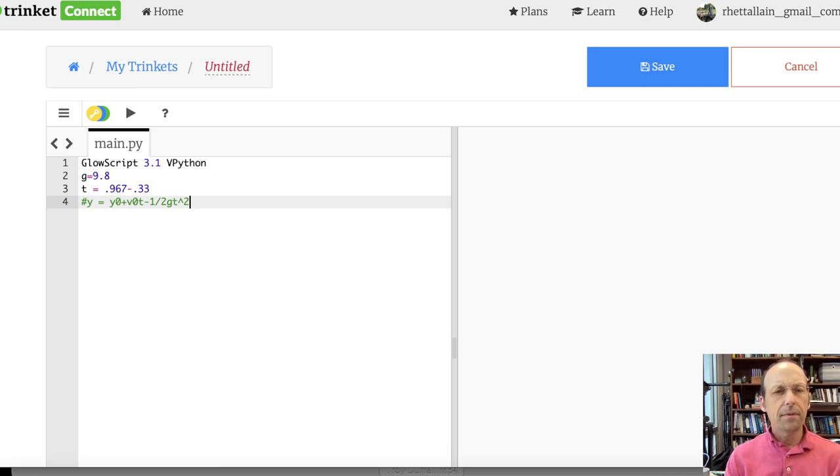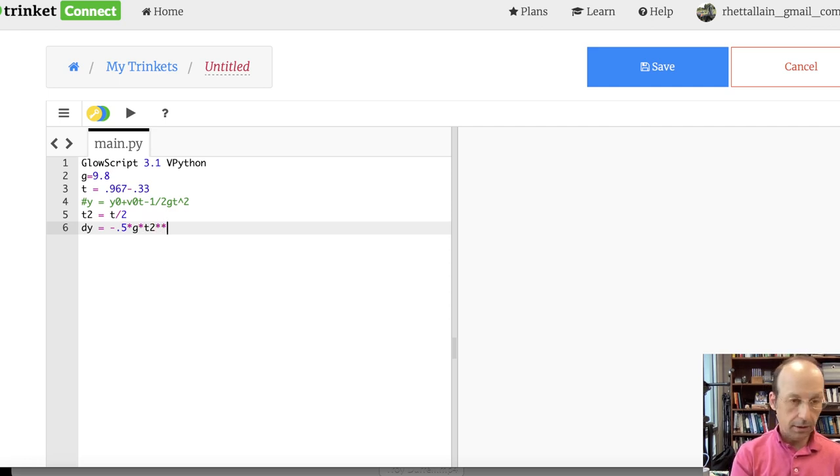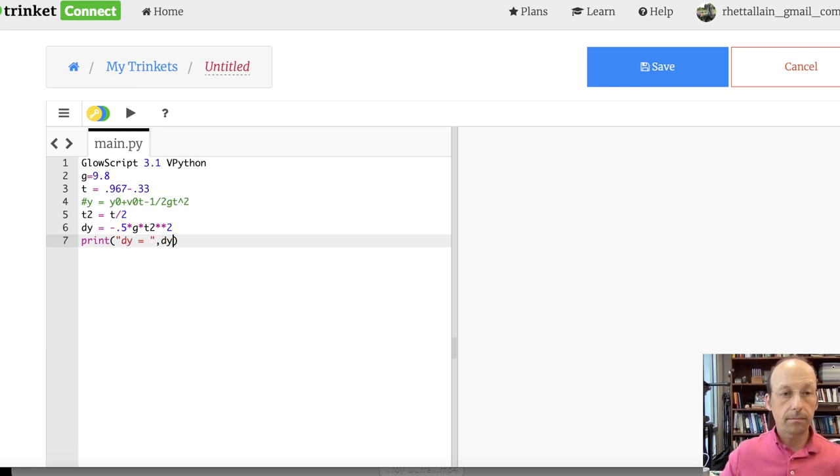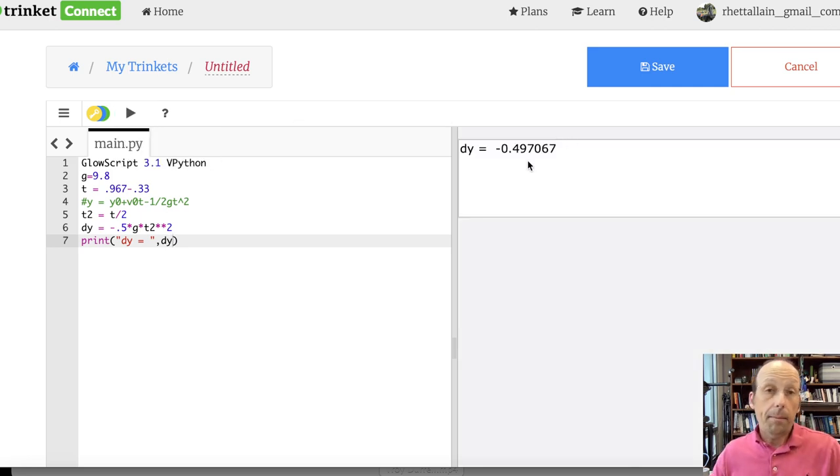So I know time. I don't know the initial velocity. So let's take half the time. So let's say T2 is T over 2. And now I'm going to go from the highest point down to the lowest point in that time. So my initial velocity is 0. And I can find out the change in y. So let's say dy is going to be equal to negative 0.5 times g times t2 squared. Is that right? Print dy equals dy in meters. Let's just see what that gives. So half a meter. I mean, that seems reasonable that he went up half a meter, right?